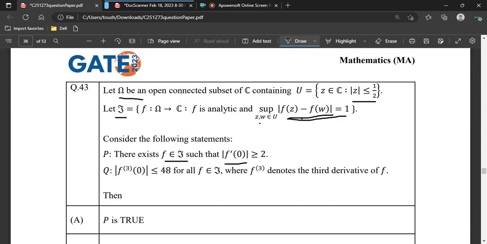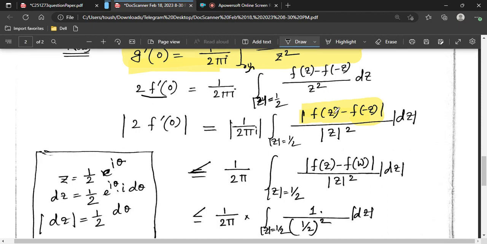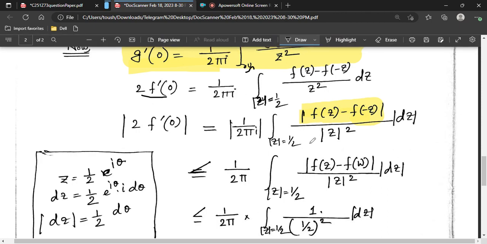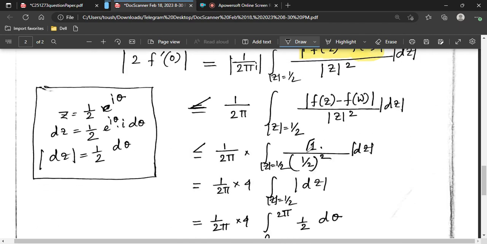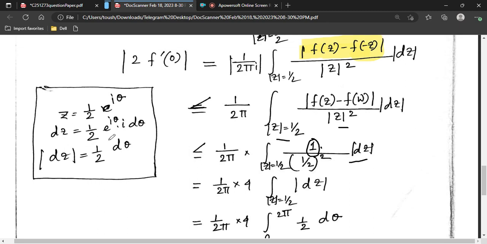That means mod of f(z) minus f(w) is greater or equal to such terms, f(z) minus f(minus z), for any w belonging to U, so this value is less or equal to 1. And mod z is equal to half here, so put half in place of mod z, and it remains mod dz. Now how will we compute mod dz? Take z equal to half e to the power i theta, since mod z equals half. So dz is this, and mod dz will be half d theta.